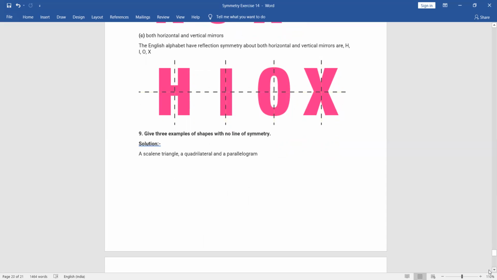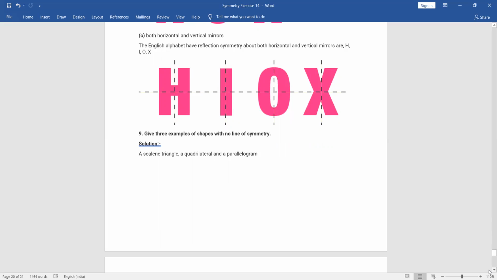Okay, here we have the question with no line of symmetry. How can we say that there is a line of symmetry, or how can we say that there is no line of symmetry? Whenever we talk about a figure's line of symmetry, what we know is that there is a line when we draw it, and we fold the figure, we will find that both parts coincide. Just see in H, I, O, X. If we fold from this line of symmetry, both parts coincide, then we have the line of symmetry.